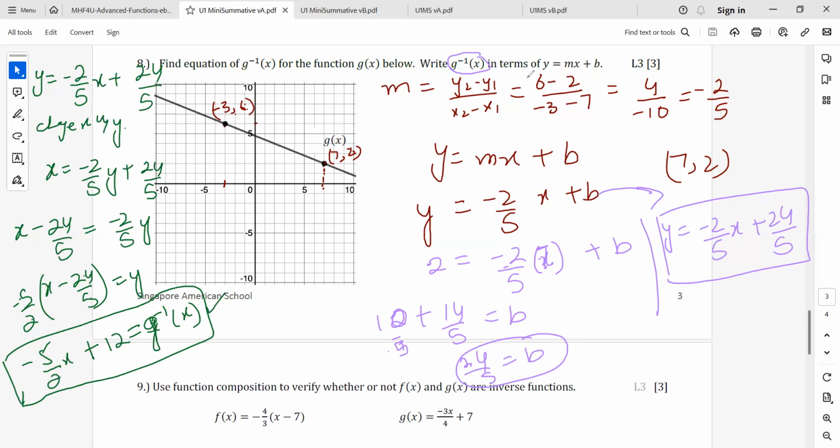First of all, the first step was to find the slope. After finding the slope, take any one point and put it in the equation. Putting it in the equation, you will get the value of b and you will get the final equation. After getting the final equation, find the inverse. How to find the inverse? Change x and y and then solve for y. Then the answer for y is f inverse x or g inverse x, whatever the function is.